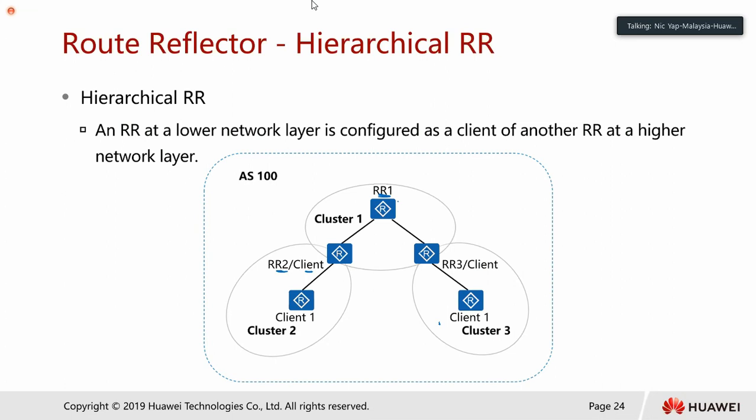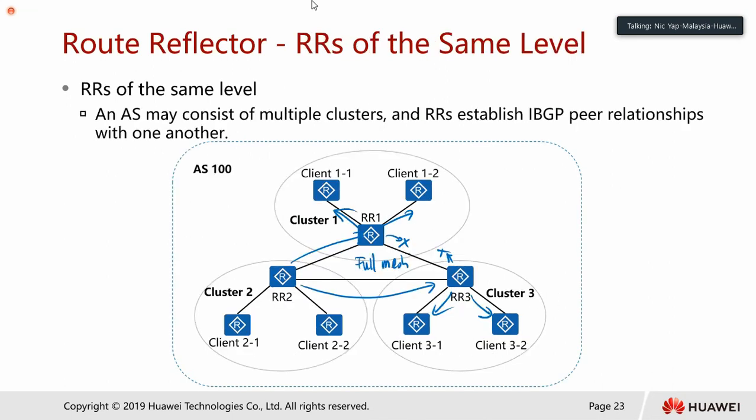Here there are three clusters: cluster 1, 2, 3, with an RR and a client of the RR, and this is a client of this RR. In this case, it can be easily defined under the hierarchy. But I seldom see this hierarchical RR method. The most commonly used method is still the same level of RR, everything under the same level. Okay, flat network.